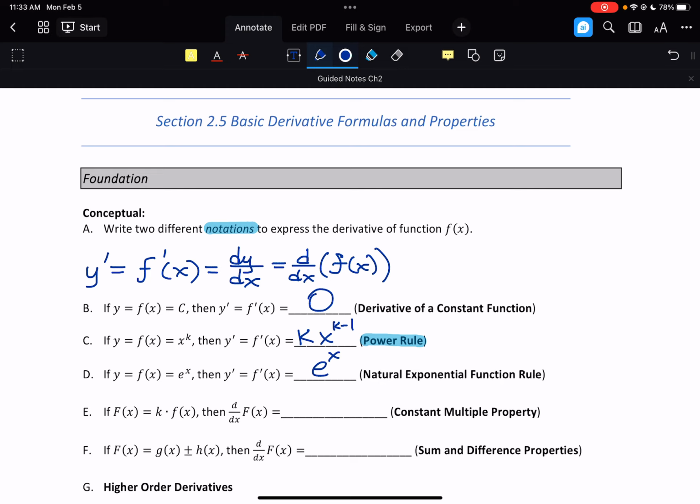If you have a constant multiple, so if you're taking the derivative of a function times a constant, you can pull the constant out of the derivative. So if you take the derivative of k times f, that's the same thing as k times the derivative of f. So again, we can pull constants out of those.